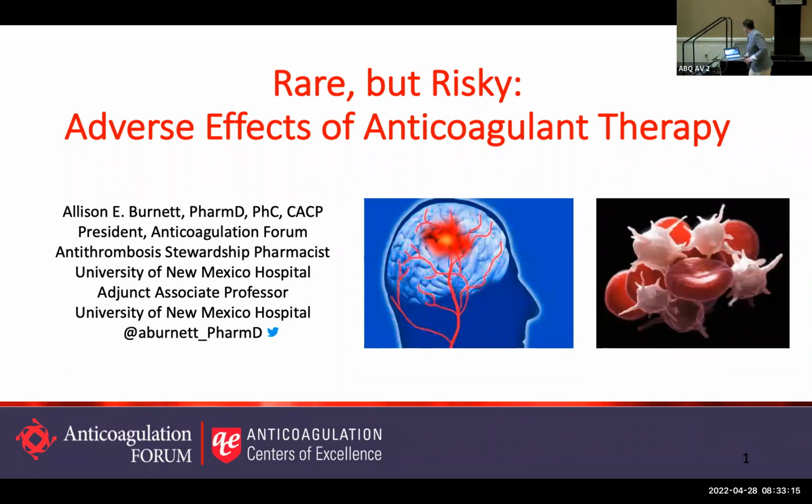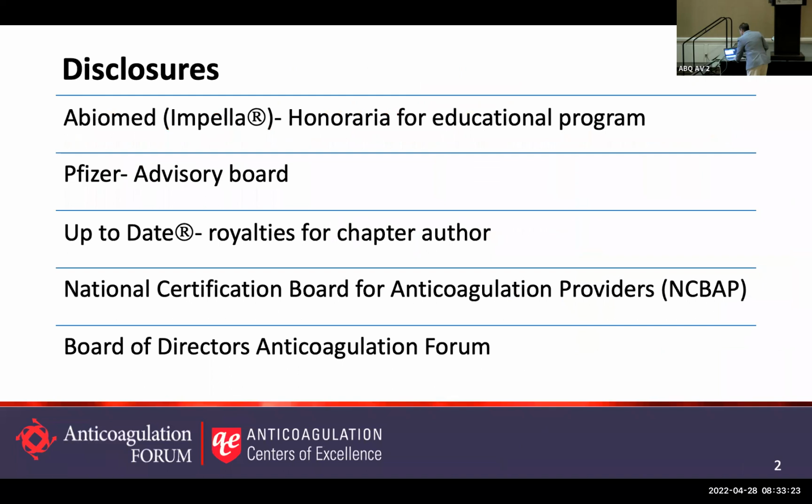All right, so today we're gonna be talking about anticoagulant-related adverse effects, and we have been having some technical difficulties with our slideshow, so bear with me as we work through this. Here are my disclosures. Again, thank you for that introduction.